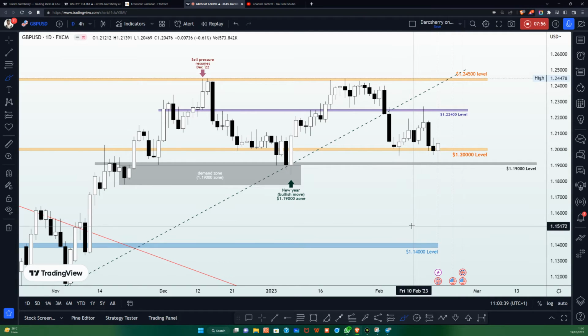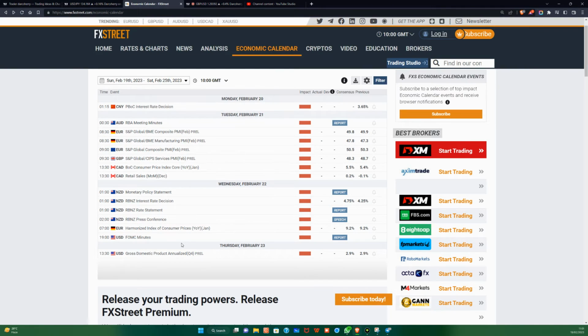But before I scale down into the lower time frame, I would like us to look at the economic calendar as we have some macroeconomic events to look forward to. And obviously, these events have a tendency of bringing liquidity into the market to drive price movement. And if we go into the economic calendar here, we are going to be focusing on macroeconomic events that will be affecting the pound and the US dollar.